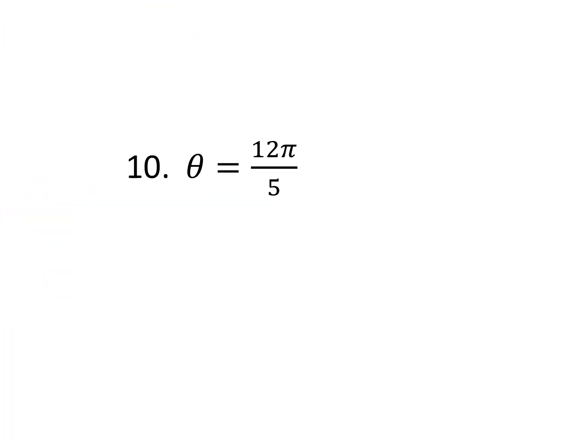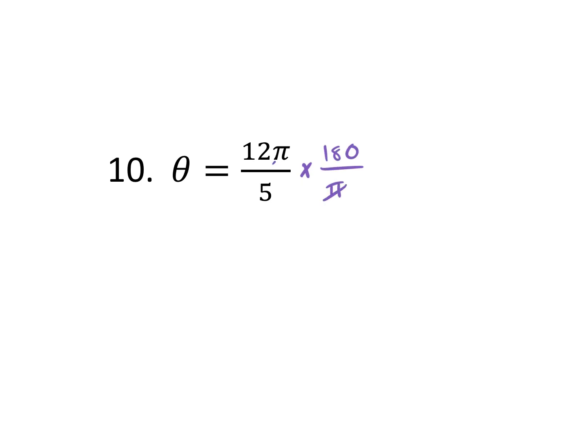Let's do 10. So we're going to multiply by 180 over pi to convert it to find out what quadrant we're in, so we know what formula we can use. 5 goes into 180 how many times? 36. So we have 36 times 12. We can write that out. 36 times 12. 2 times 6 would be 12. 2 times 3 is 6, plus 1 would be 7. Drop down the 0. 1 times 6 is 6. 1 times 3 is 3. So 432.